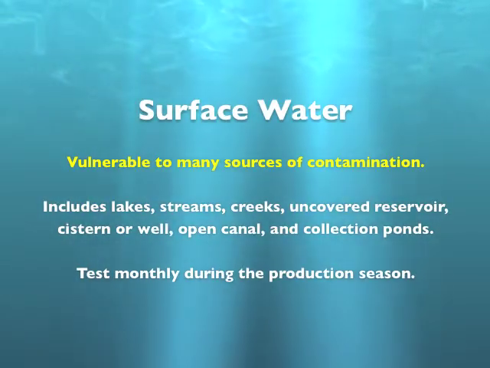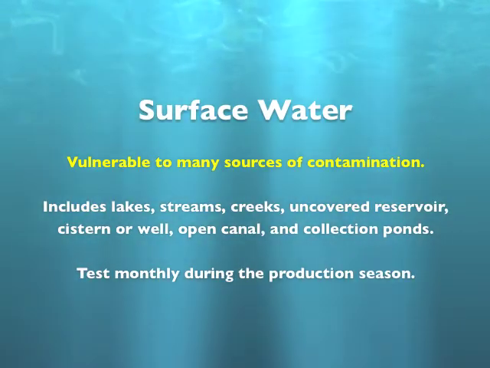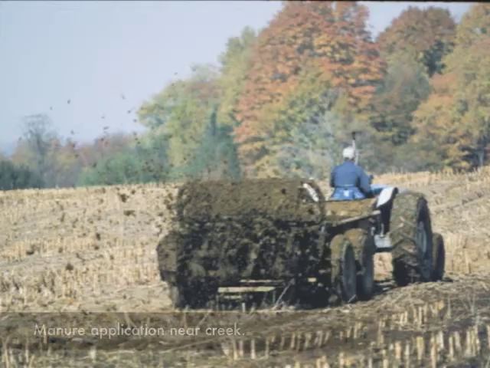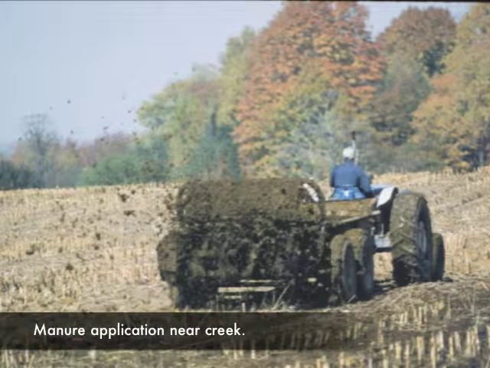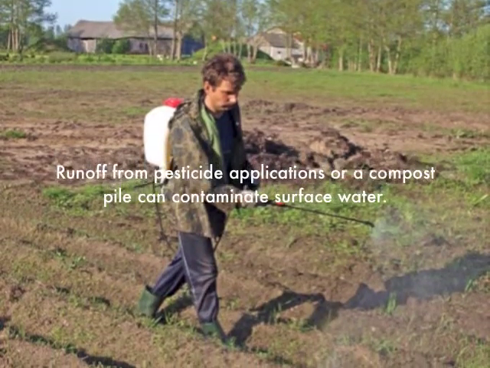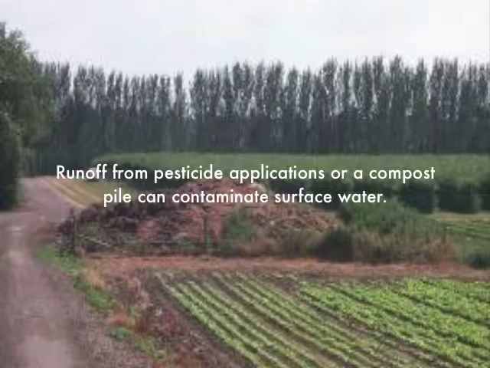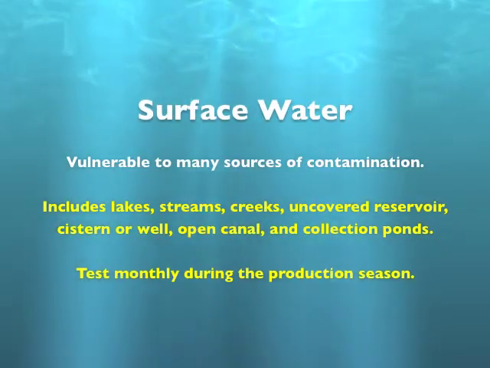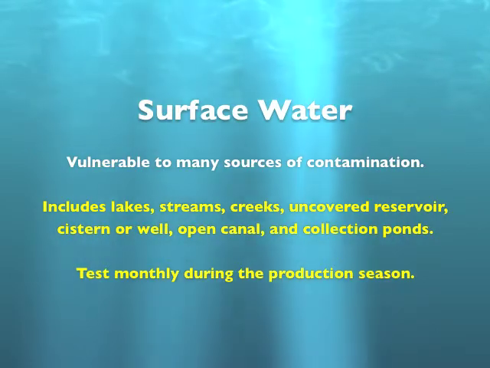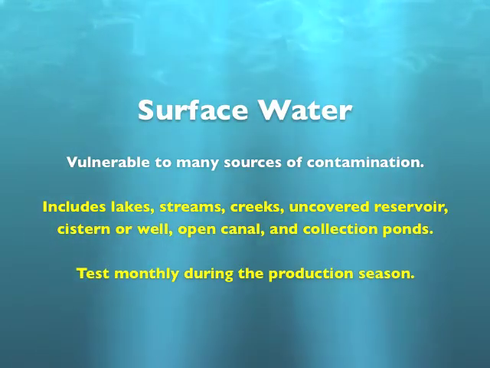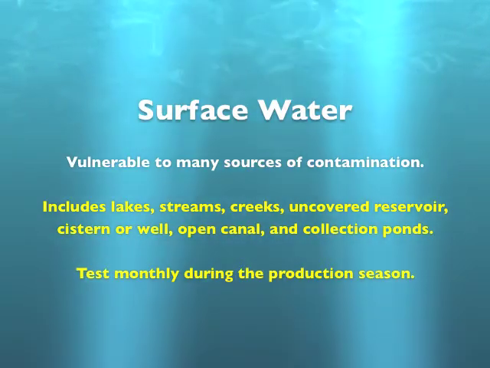Surface water is vulnerable to many sources of contamination, such as wildlife feces, livestock manure and runoff from pasture or feeding areas, pesticide and fertilizer runoff, and naturally occurring soil-borne contaminants. Surface water such as a lake, stream, creek, an uncovered reservoir, cistern or well, an open canal, or a collection pond should all be tested monthly during the growing season.